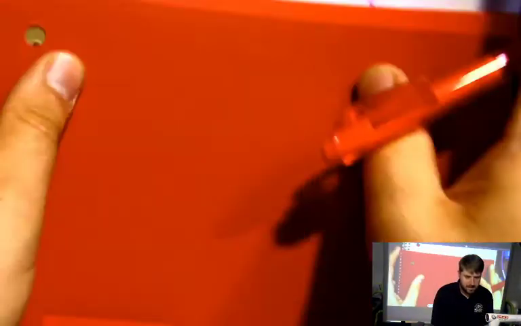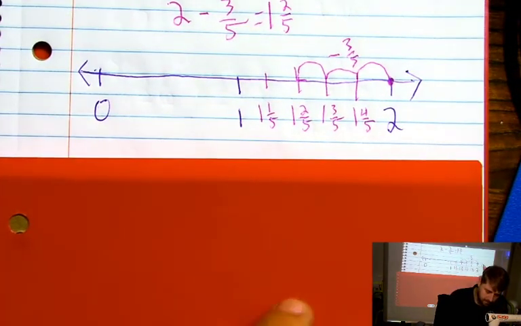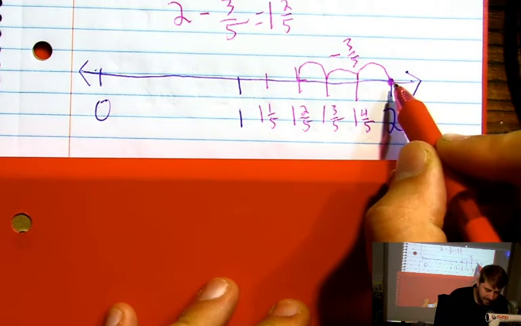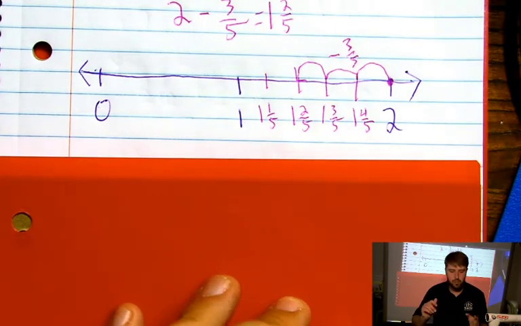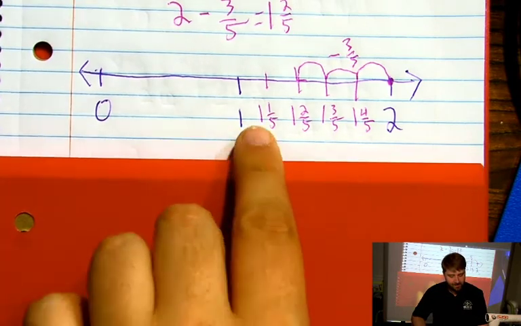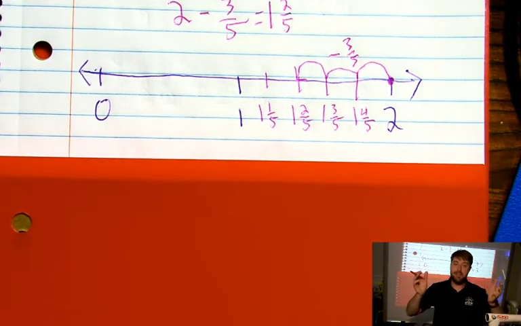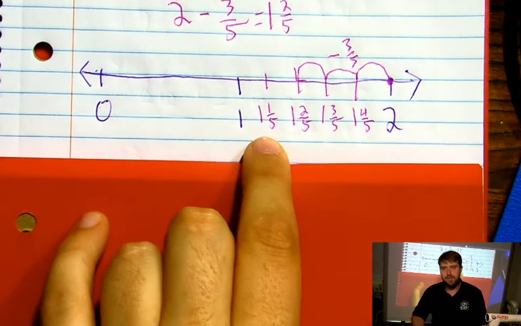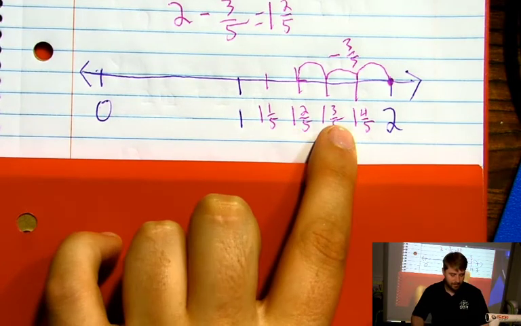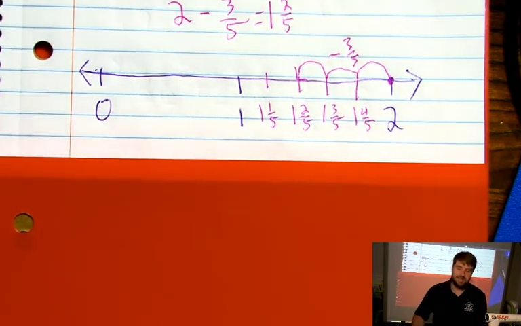All right, so here's my drawing for this. I started at 2, and then I knew that 3/5 was less than 1 whole, so I wouldn't quite get to 1. But I did know I had to divide the space between 1 and 2 into 5 parts. So I labeled each of those 1 and 1/5, 1 and 2/5, 1 and 3/5, 1 and 4/5, and then 2 would have been 1 and 5/5.